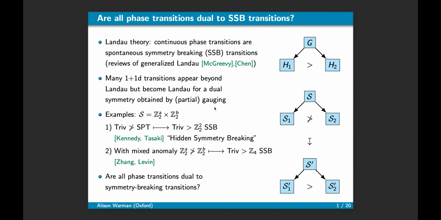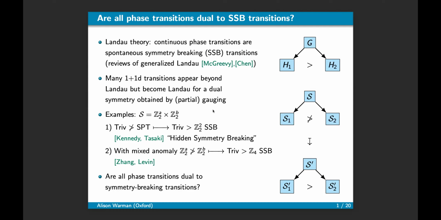So this has a trivial and non-trivial SPT phase, which both preserve the full symmetry group. But Kennedy and Tasaki showed that this can actually be dual to a symmetry breaking transition between a trivial and a Z2 squared SSB, and they call this hidden symmetry breaking. So this is a transition, a beyond Landau transition in one frame, but it can be gauged to a Landau transition. Another example is if we take again Z2, Z2 now with mixed anomaly, by gauging Z2, this can be mapped to a transition between the trivial and Z4 SSB.